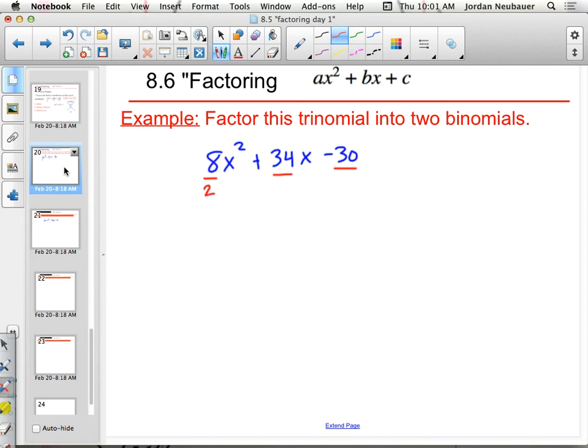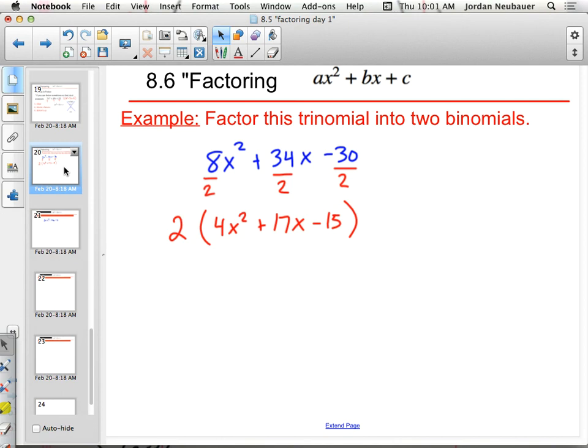So I'm going to factor out 2, pull it up front, write the expression as 2 multiplied by, well, 8 over 2 is 4x squared. 34 over 2 is 17x. And then 30 over 2 is minus 15. And all this is going to do is make for an easier expression to actually go through that slide, divide, and reduce, and go bottoms up method.